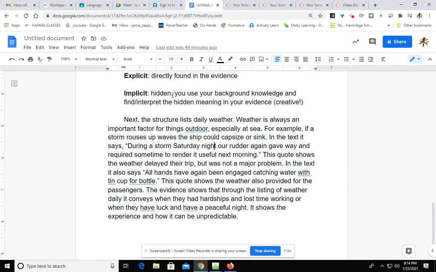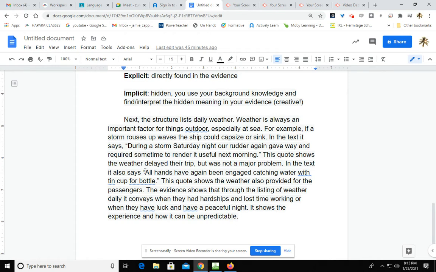Implicit analysis is hidden. It's where you use your background knowledge, the thoughts you have in your own head, and you find and interpret the hidden meaning in your evidence. This is the stronger type of analysis because it's the most creative. It's not directly stated. It's not repeating the evidence. It's finding a new way of looking at the evidence and connecting it nicely back to your claim. Remember, the claim here is the structure lists daily weather.